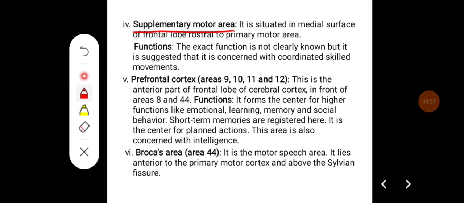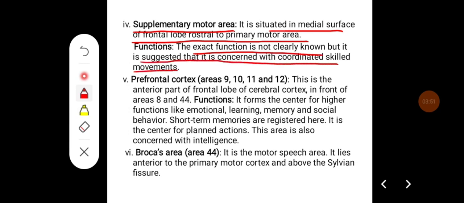Supplementary motor area. It is situated in medial surface of frontal lobe rostral to the primary motor area. The exact function of which is not clearly known, but it is suggested that it is concerned with coordinated skill movement.